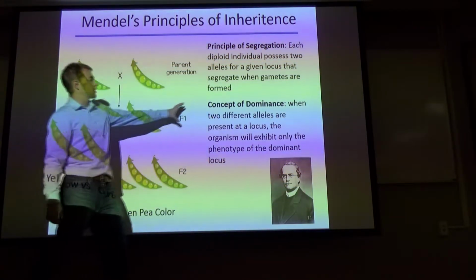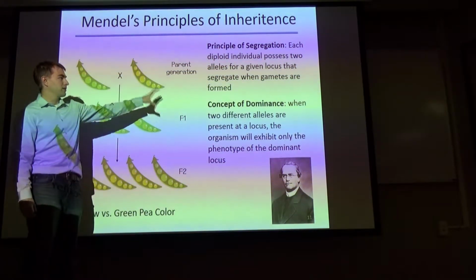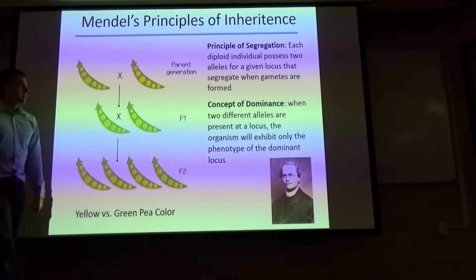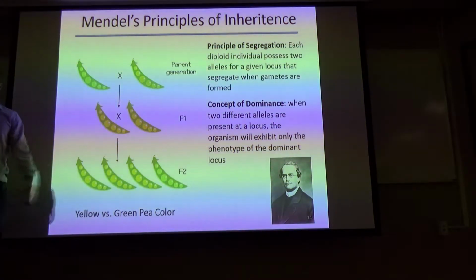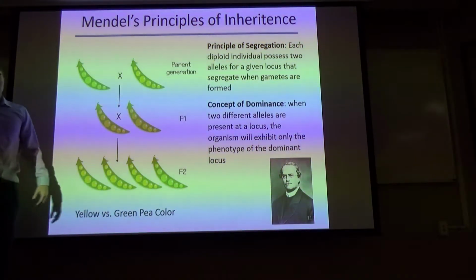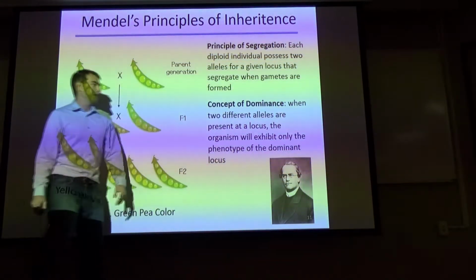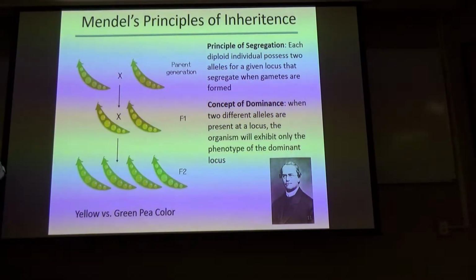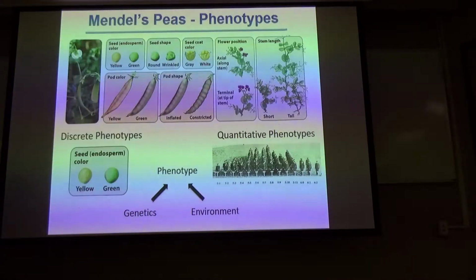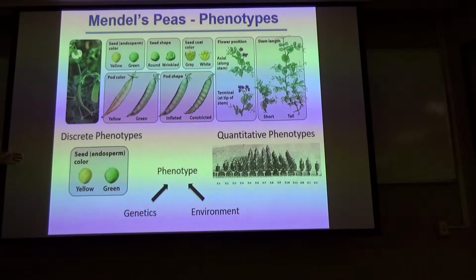His two major conclusions that I told you about before out of this monohybrid cross were, first, the principle of segregation: each diploid individual possesses two alleles for a given locus that segregate when gametes are formed. This is exactly what we were talking about in mitosis and meiosis earlier, except Mendel didn't know anything about chromosomes at the time. And then we have the concept of dominance. When two different alleles are present in a locus, organisms will exhibit the phenotype of the dominant allele over the recessive allele.